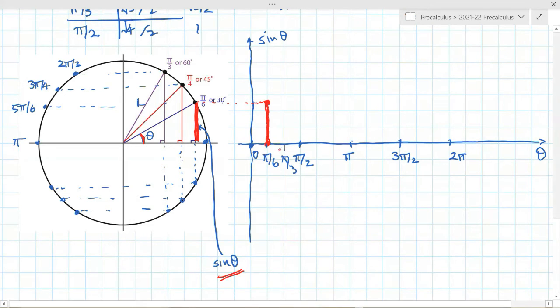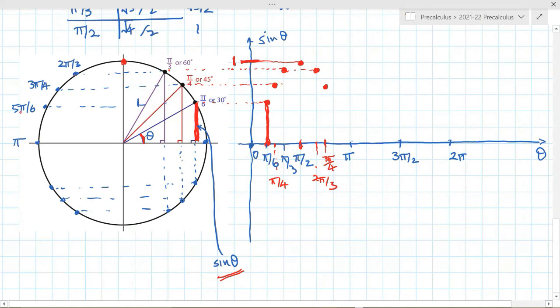Pi over 4 is actually halfway of pi over 2. This is pi over 2, pi over 4 is here. Half of pi over 2. So pi over 4, this height is sine pi over 4. So if I come here, and then this height is sine pi over 3. And pi over 2 is 90 degrees. This is where pi over 2 is, right? So for pi over 2, it's here. 2 pi over 3, which will be same as pi over 3. And 3 pi over 4 will be here, and which will be same as pi over 4.